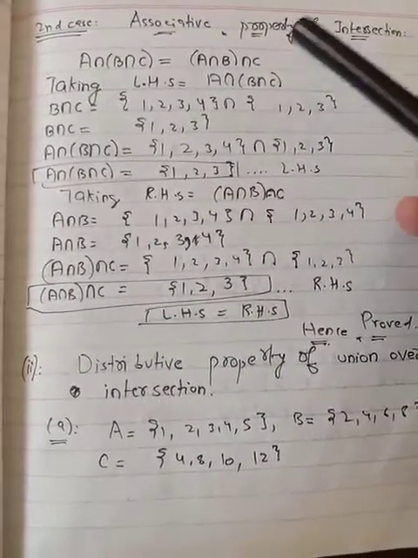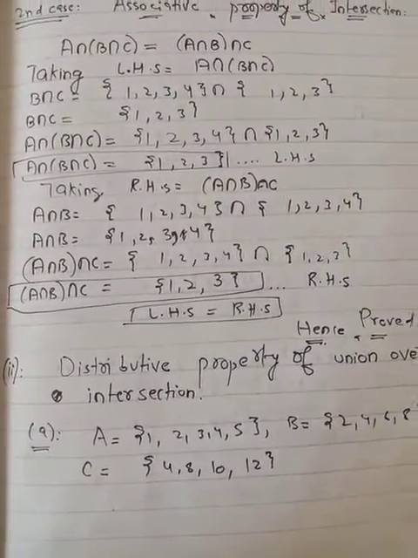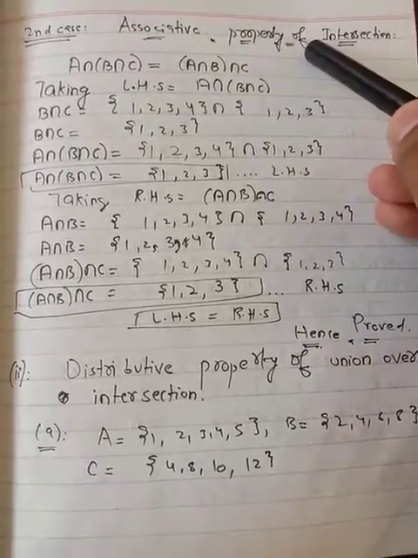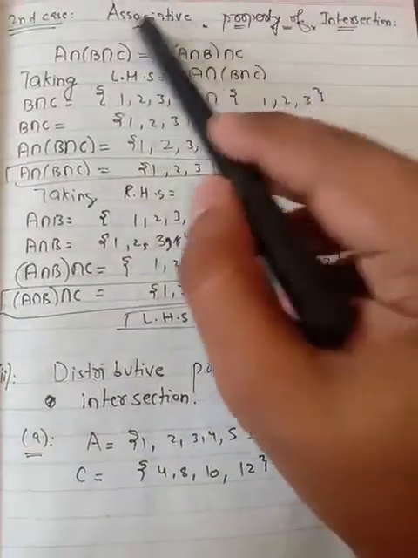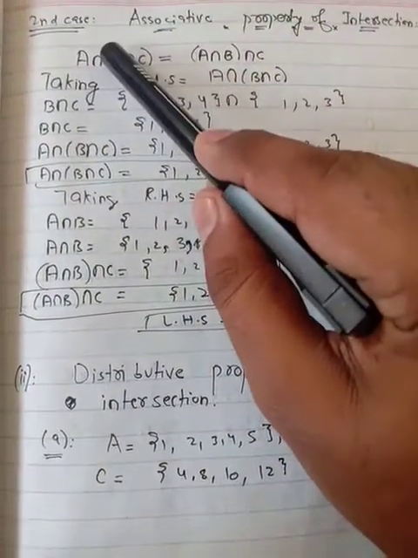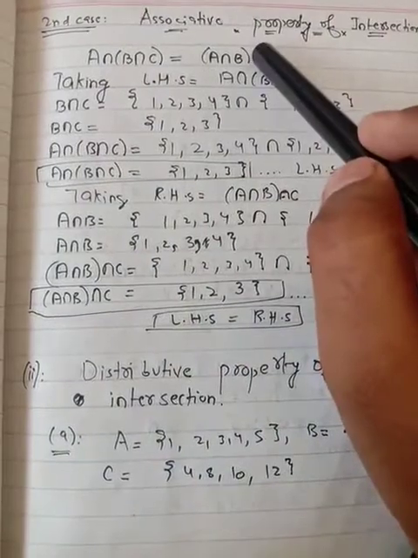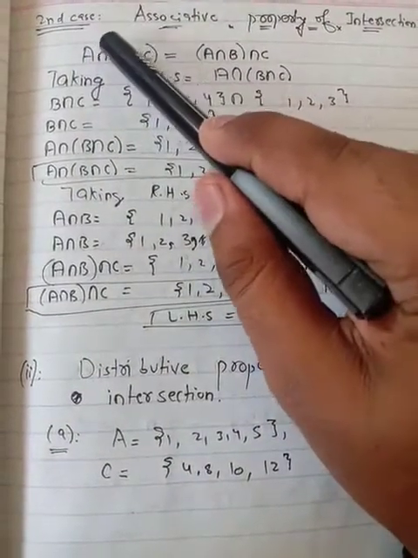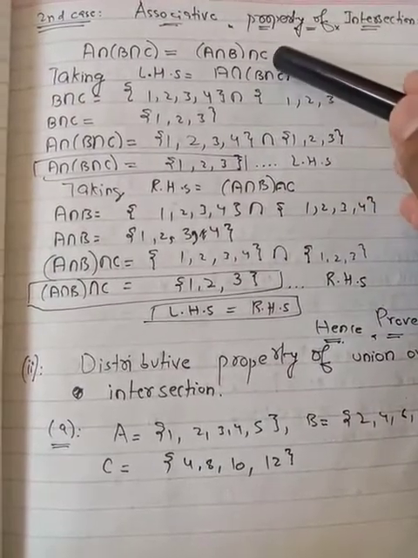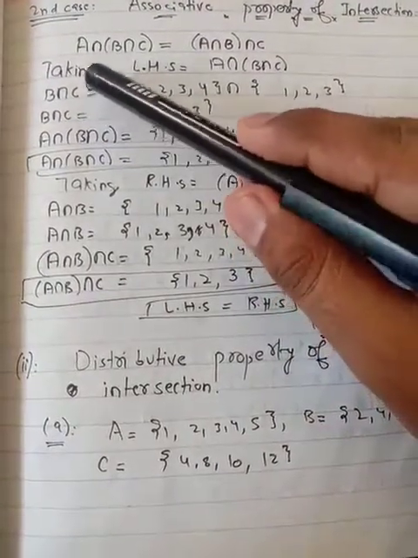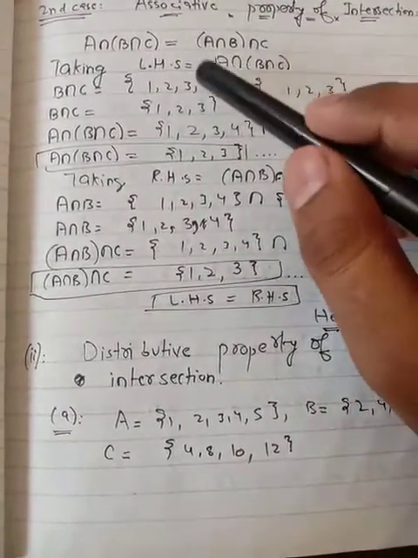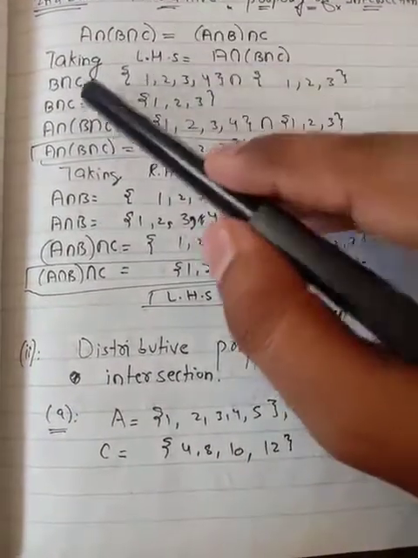Moving towards the second case, that is the associative property of intersection. Same property we will use. This is the associative property of intersection. Again we will solve the left hand side, then the right hand side. Left hand side is equal to A intersection (B intersection C). Then we will solve the bracket term first. The bracket term is B intersection C. B is 1, 2, 3, 4. C is 1, 2, 3. The intersection of both sets will be 1, 2, 3. This is the intersection of B and C.